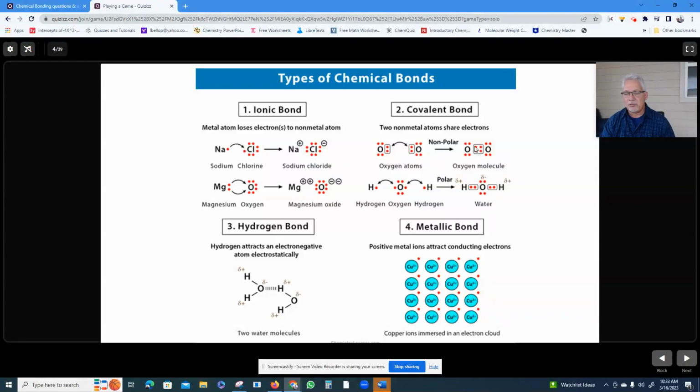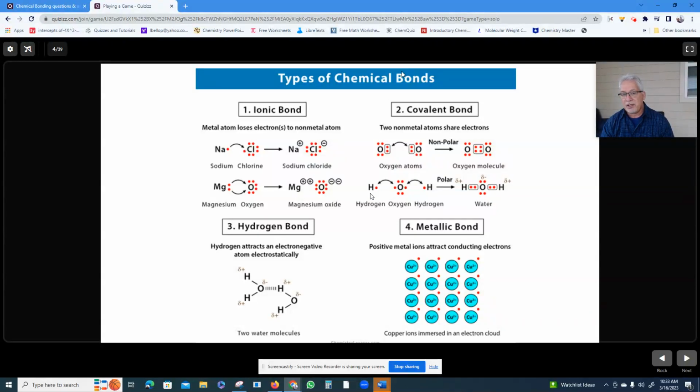What is the meaning of non-polar? Both elements will have the same electronegativity. They will attract the electrons with the same force, and that's why there is no polarity in the bond. But this one is a different one. This is the water. It's also covalent.